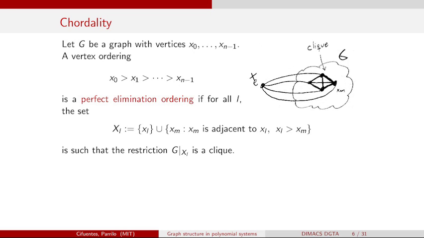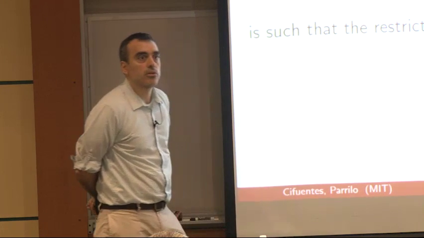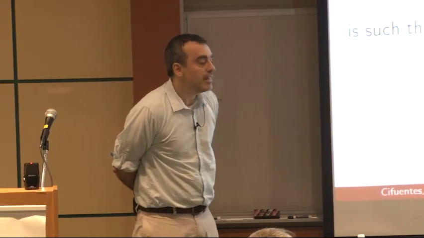If all the neighbors of x0 are neighbors of each other, then I'm going to proceed to the next vertex. So I'm going to remove x0 and look at x1, and I require the same property: all the neighbors of x1 in the remaining graph have to be neighbors of each other. If that's true, I'm going to remove x1 and keep going. So it's the neighbors in the future, yes.